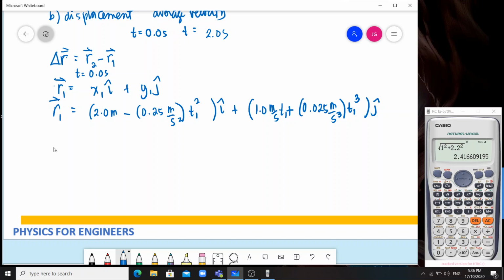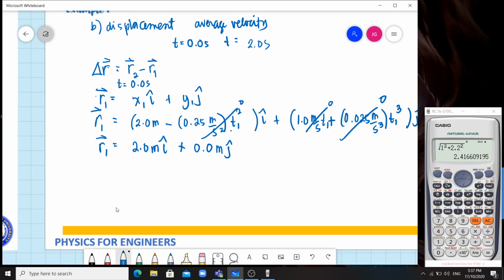So, palitan natin to ng 0. Pag naging 0 to, 0 na yan lahat. Pero meron siyang 2.0 meter na matitira. Okay. Tapos, ito, pag 0 yung time, lahat yan 0. So, plus 0.0 meter j. Ayan ang position vector natin ng R1.